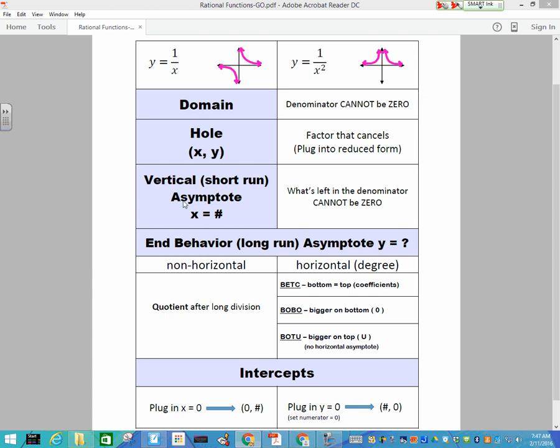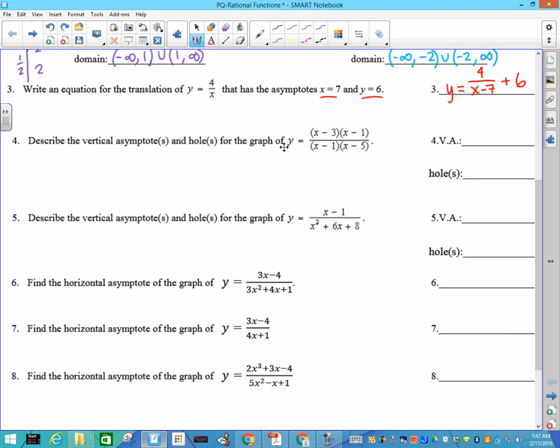But then we have a hole and a vertical asymptote. And these both have to do with your denominator being 0, but one of the things you need to remember is you want to find that hole first. And a hole comes when a factor cancels. So when I look back at this problem right here, y equals x minus 3, x minus 1 over x minus 1, x minus 5, I hope y'all can see that this factor cancels. So x minus 1 equals 0, and that means x equals 1. So I actually have a hole at 1.